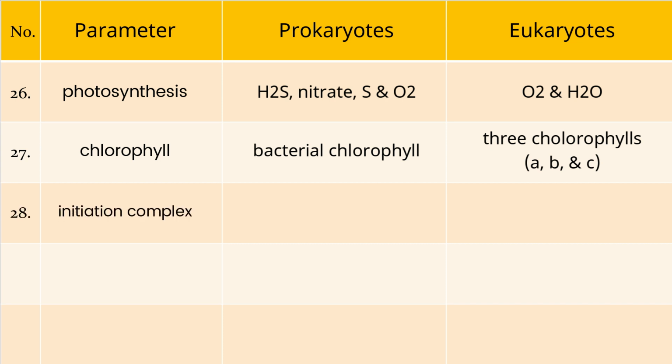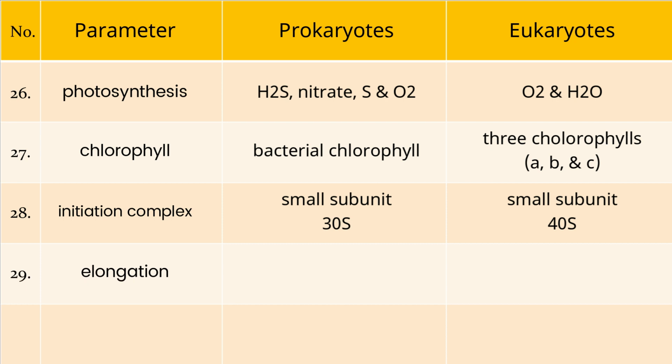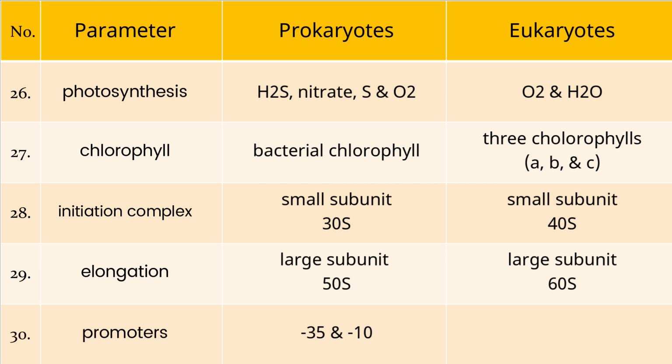In formation of initiation complex, prokaryotes use the small subunit of 30S, while in eukaryotes the smaller subunit of 40S is involved. Elongation process of protein translation in prokaryotes is carried out by larger subunit of 50S, and in eukaryotes elongation is carried out by 60S subunit of ribosomes. Prokaryotic promoters are -35 and -10, while eukaryotic promoters are -75 and -25.